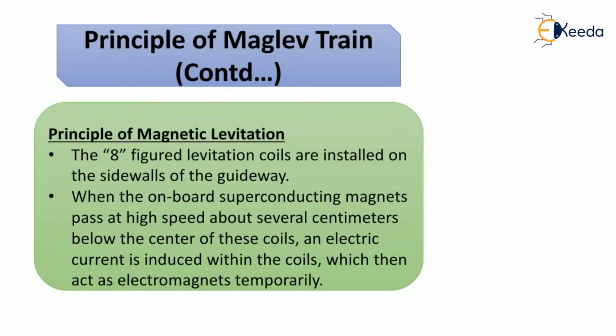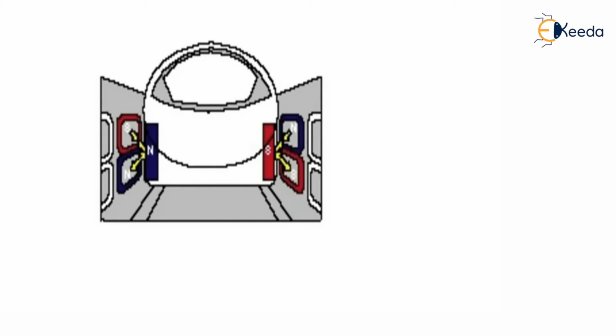The principle of magnetic levitation. The eight-figured levitation coils are installed on the side walls of the guideway. When the onboard superconducting magnets pass at a high speed, about several centimeters below the center of these coils, an electric current is induced within the coils, which then act as electromagnets temporarily. So this is the eight shape, the red and blue one, where the principle of magnetic levitation takes place.